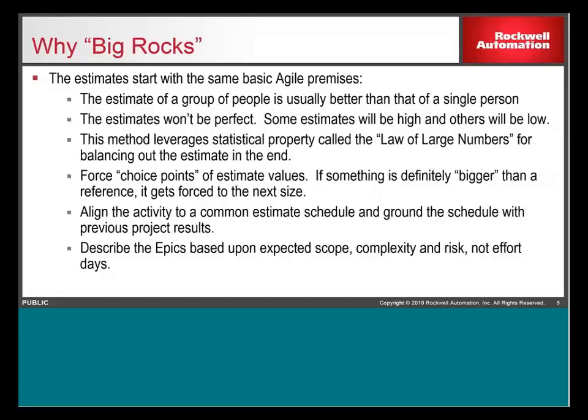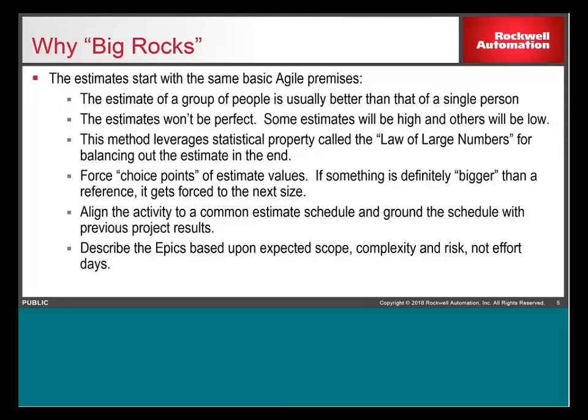One person is only one point of view. If you get a group of people, you usually get a better estimate, and through discussions, you can even zero in on some of the risks and potential complexities. Again, under Agile, your estimates won't be perfect. Some will be high, some will be low. And this method does extensively leverage the statistical property of the law of large numbers.